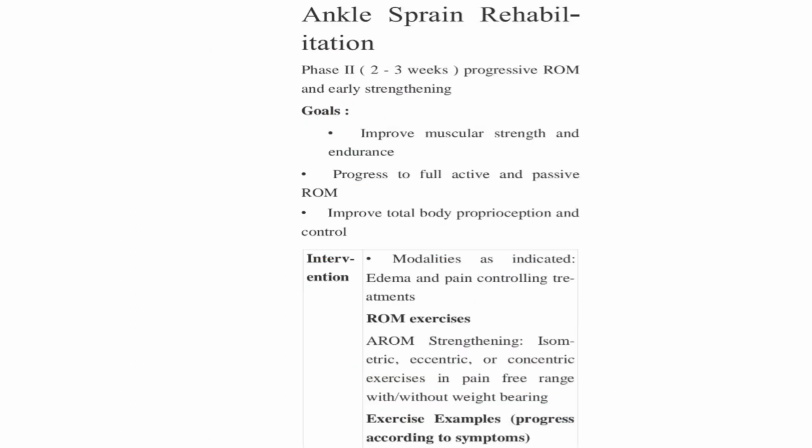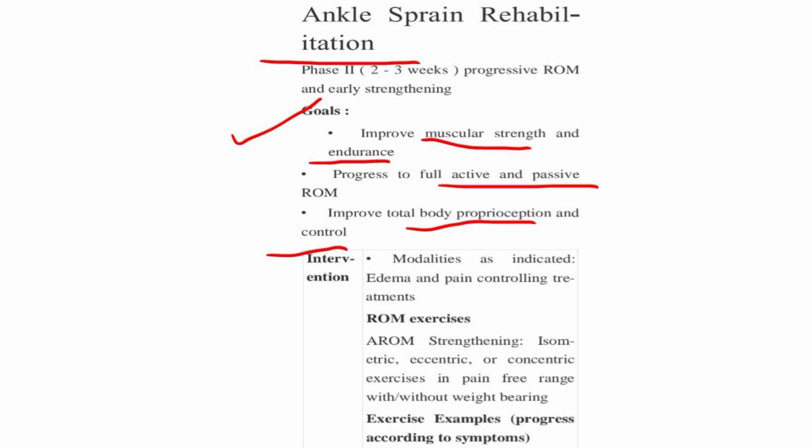Ankle sprain rehabilitation, phase 2. The goal in this phase is to improve strength and endurance, active and passive range of motion, and also focus on proprioception and control. The intervention we use is modalities to control pain and edema. Range of motion exercises are also crucial.